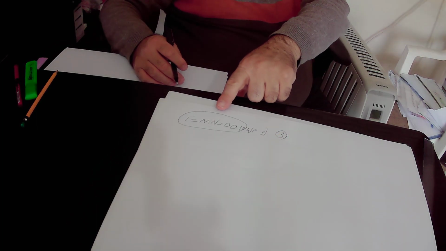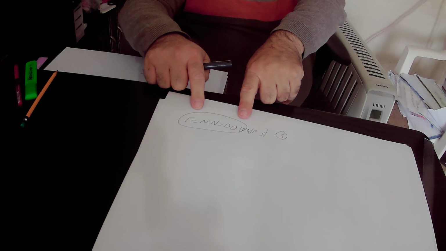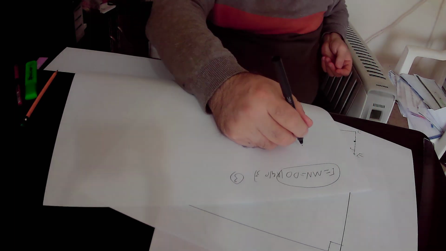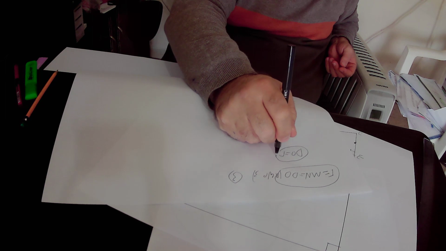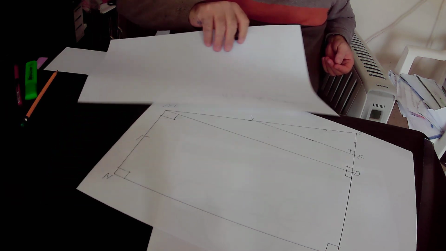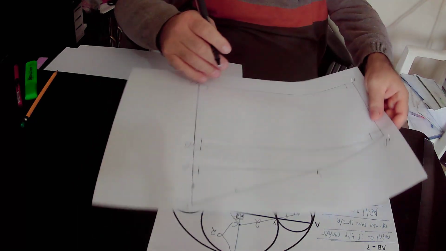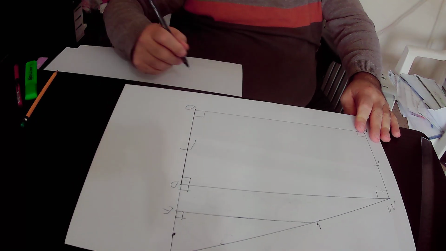Mn equals R. So from this equality we will conclude that DO also equals R. So we can write here that DO also equals R.